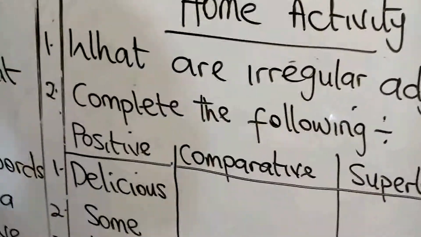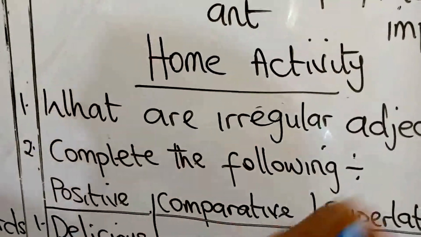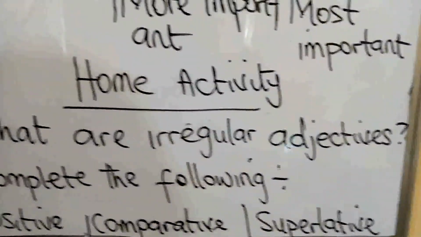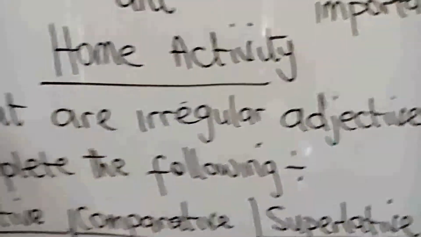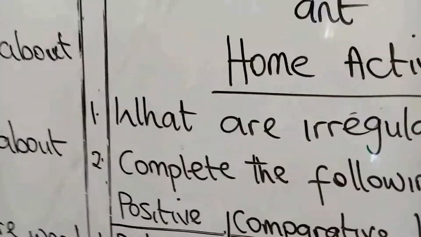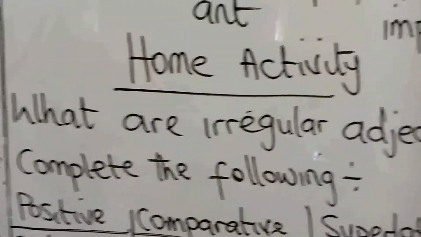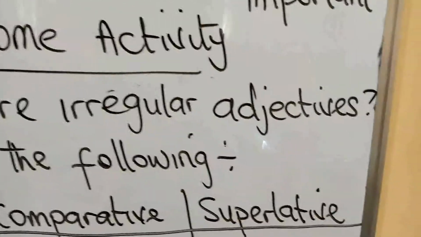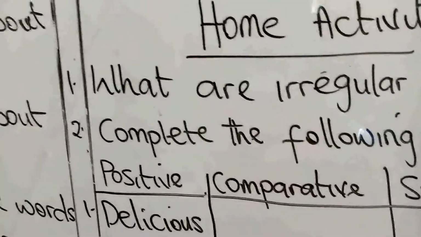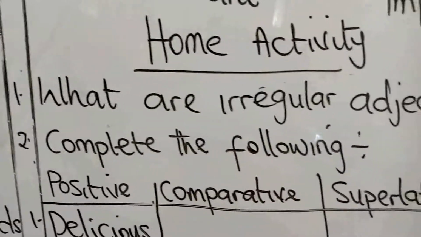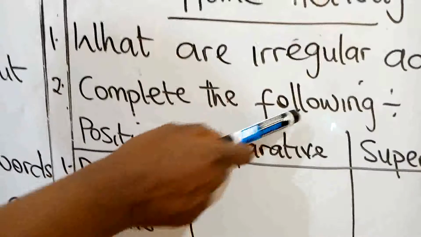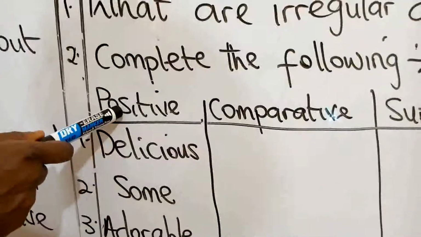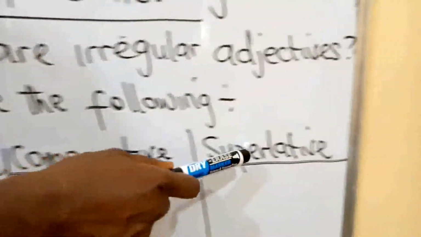Here is your own activity on the board. Number 1 says, what are irregular adjectives? Remember I told you that irregular adjectives are words that describe a noun or a pronoun but does not have a simple comparative or superlative. So you write it down for me. Number 2, complete the following: positive, comparative, and superlative.